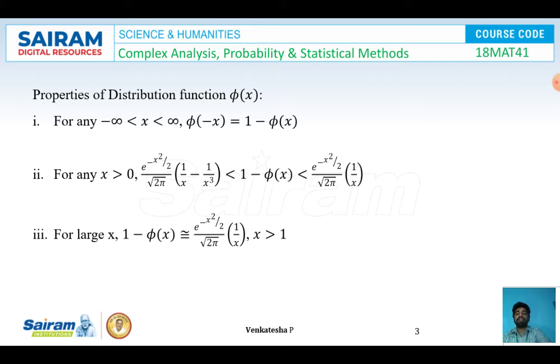Property number 3, for large values of x, that is for x greater than 1, 1 - Φ(x) is approximately equal to e^(-x²/2)/√(2π) × (1/x).